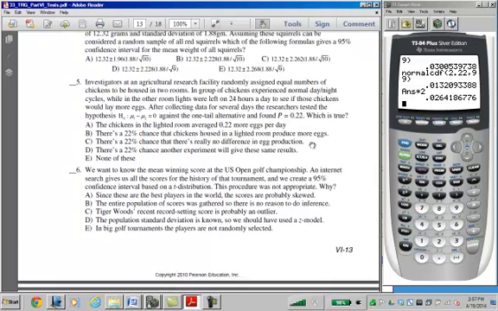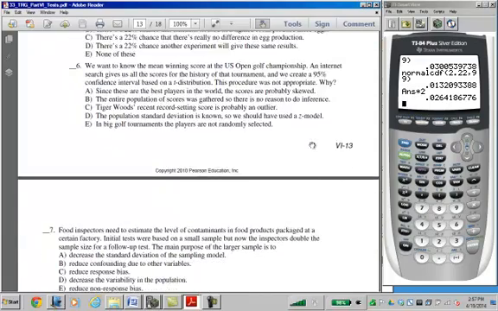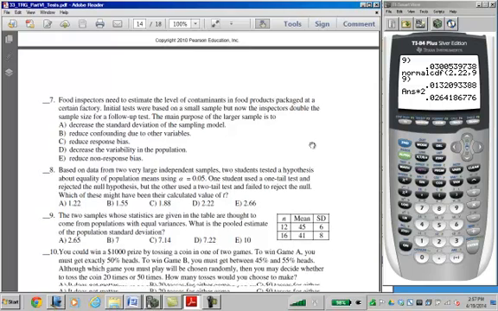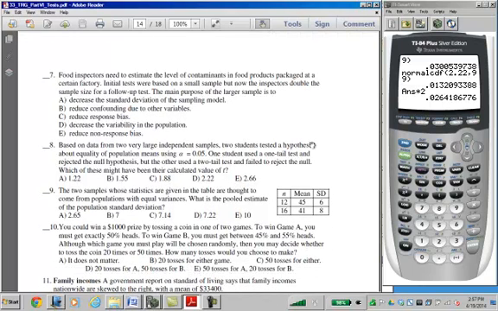Get all the data. You don't have to do all this inference. That's how we're going to do things more and more. All right, great. Number 7. Initial test based on double the sample size. Here we are, sample size thing again. The main purpose of a larger sample is to reduce confounding due to other variables. Now, increasing sample size doesn't eliminate other variables. They're still there. You just have a bigger sample.